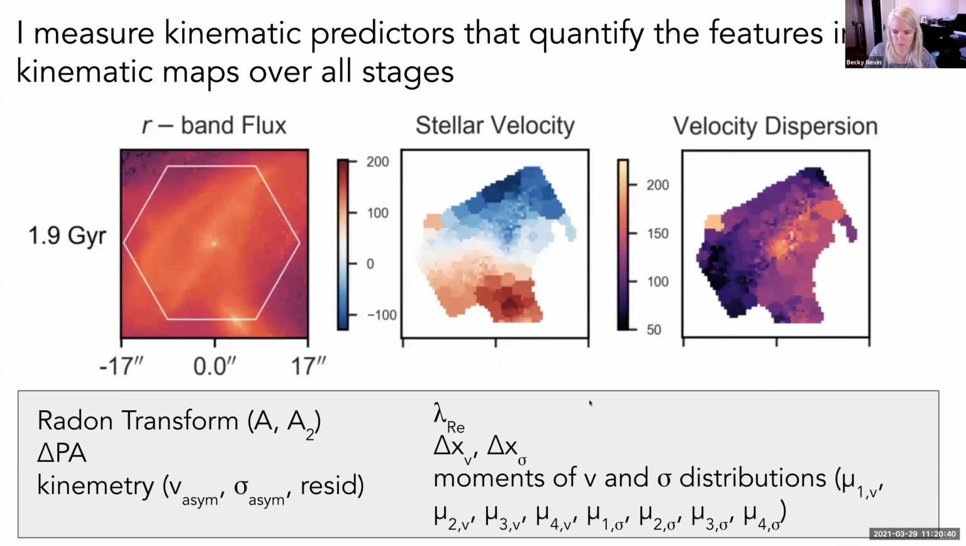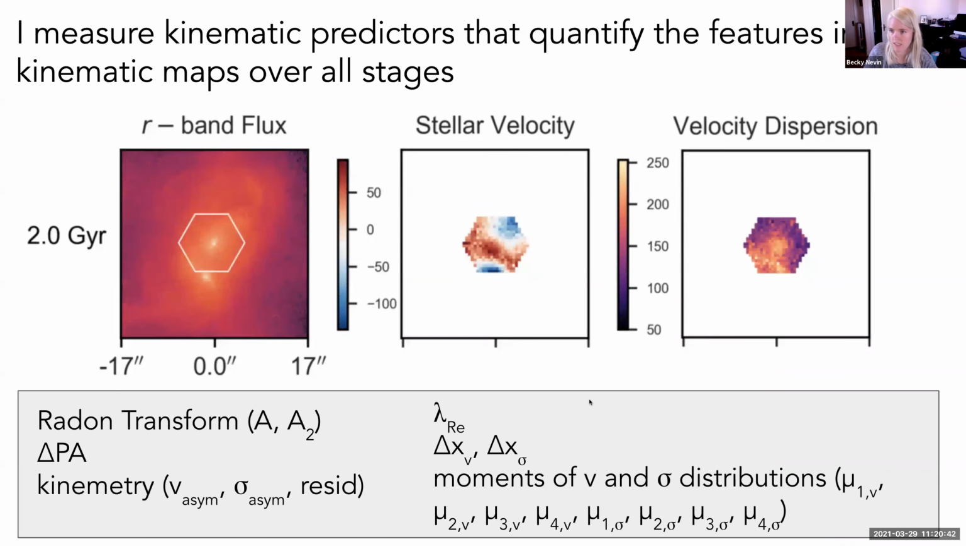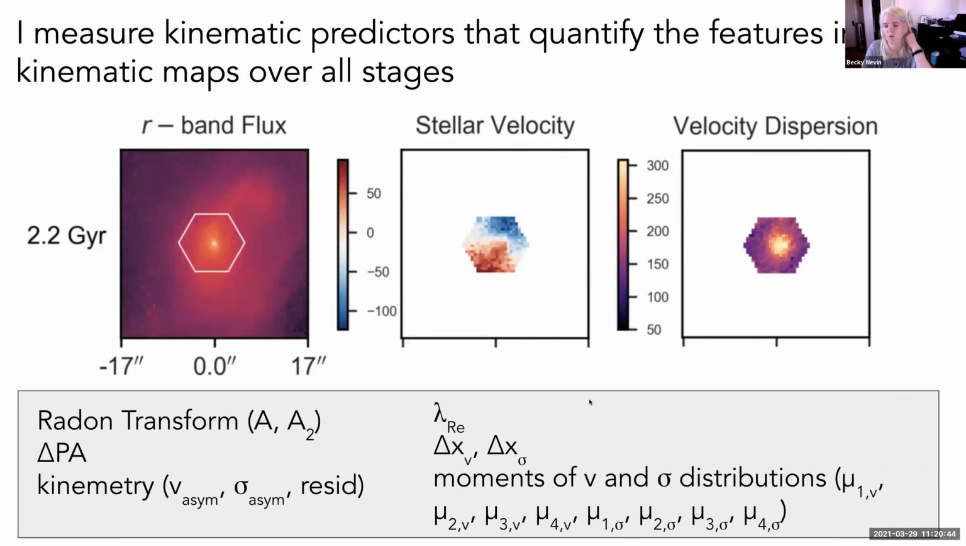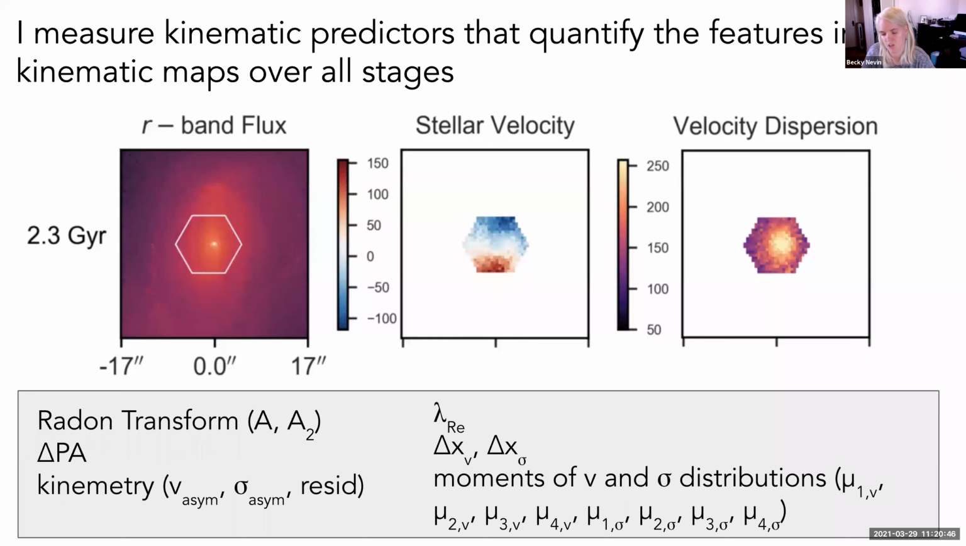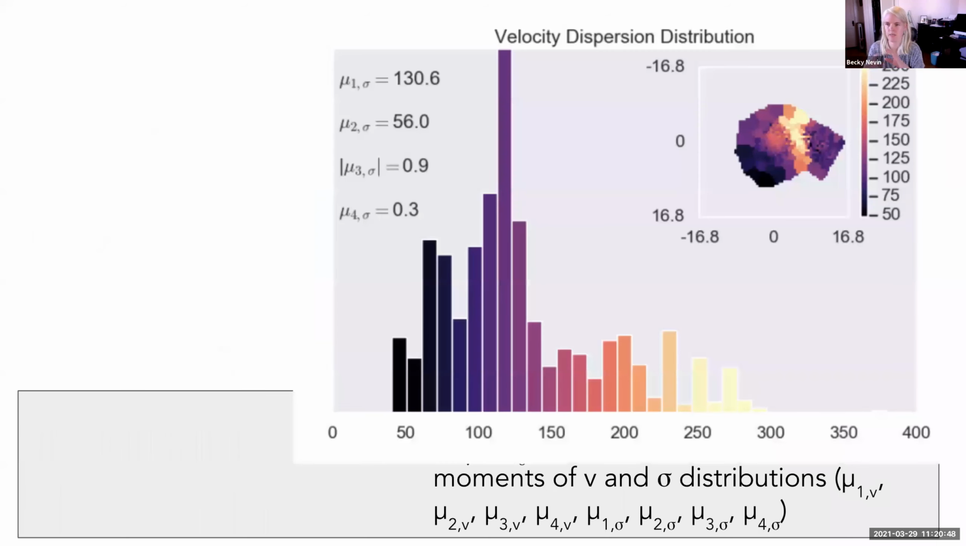And then I did want to talk about, I'm using the moments of the velocity and the velocity dispersion distribution to quantify kinematic disturbance. And so what this is, I'm basically taking the velocity dispersion map here, and I'm taking the value from all the different spaxels and putting it into a histogram form. And then from this histogram, I'm measuring the mean, the standard deviation, the skewness, and the kurtosis. And these are all individual kinematic predictors.